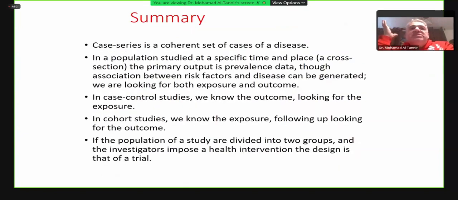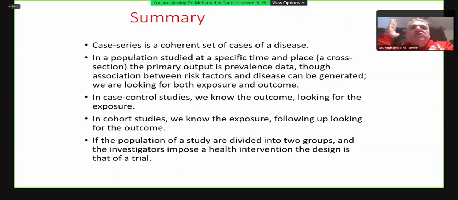In summary, case series is a coherent set of cases of a disease. In a population studied at a specific time and place, we call it cross-sectional. Always the primary output is prevalence data, though association between risk factors and disease can be generated, because we are looking at both exposure and outcome. So we can talk in a cross-sectional study about association between exposure and disease, but not causation, not at all. Do not use the word cause once you are discussing the results of your cross-sectional study.